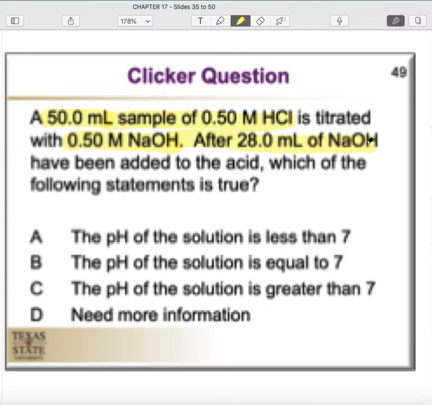The pH of the solution is less than 7, or the pH of the solution is equal to 7, or greater than 7, or we need more information. Give it a try. Pause the video. Come on, do it.